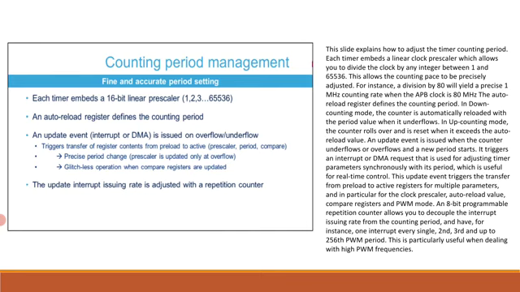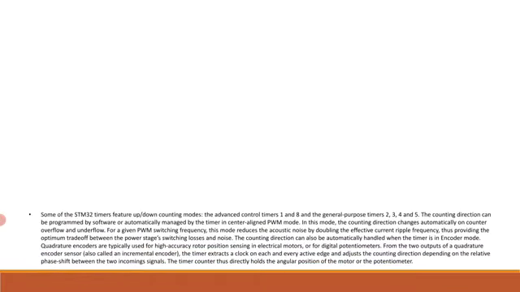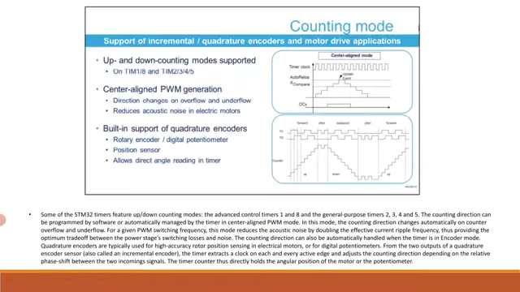Some STM32 timers feature up or down counting modes. Let's look at the counting modes: the advanced control timers 1 and 8, and the general purpose timers 2, 3, 4 and 5. The counting direction can be programmed by software or automatically managed by the timer in center aligned PWM mode. You can see in the figure, center aligned figure.